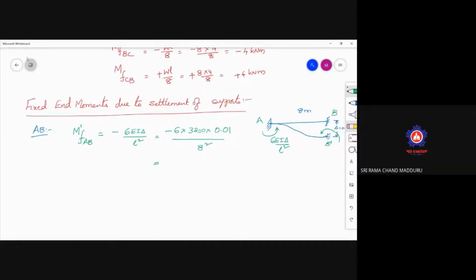minus 3. What is this value? Minus 3. Okay.